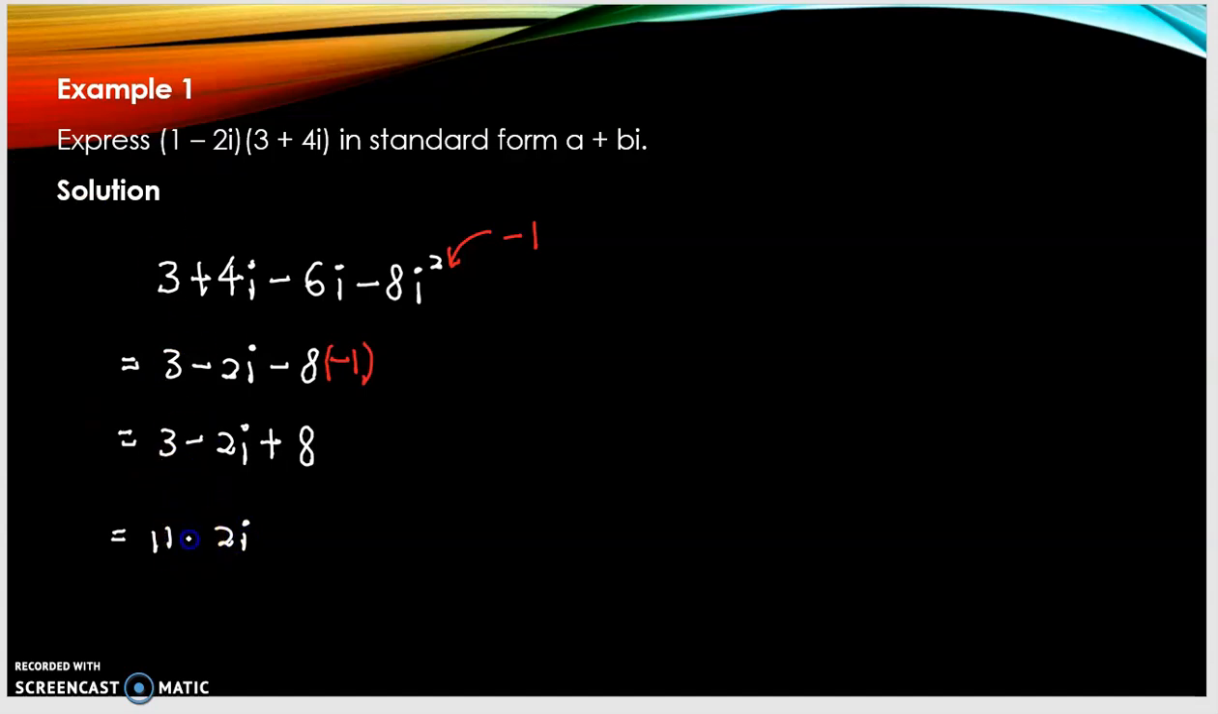So here is our standard form a plus bi. Only now the value of b is negative 2. So b can be positive or can be negative.